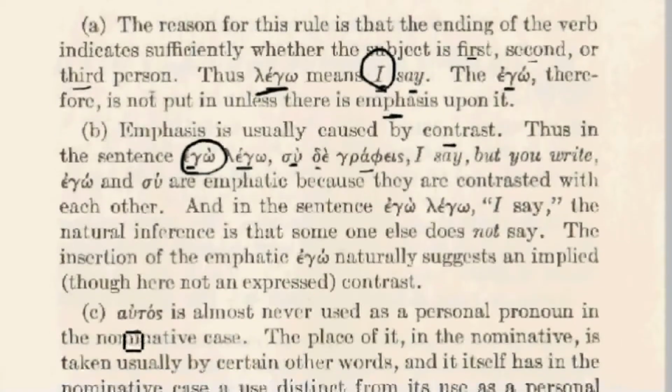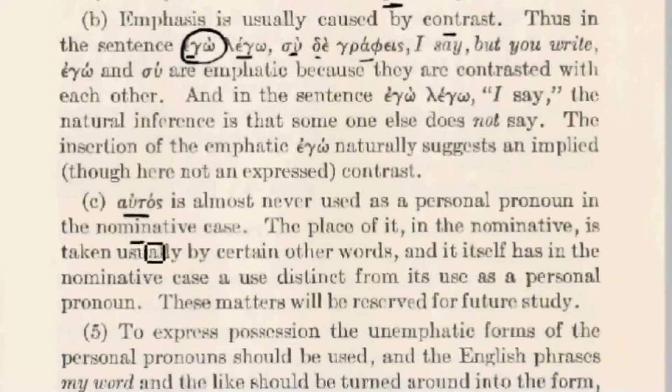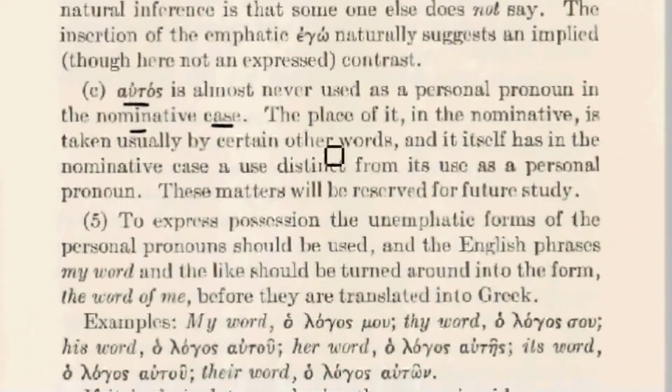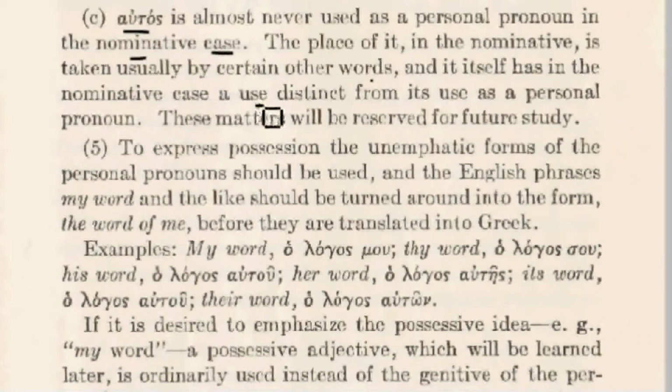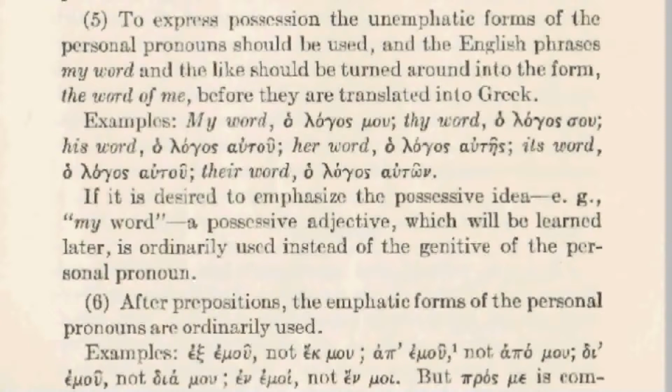At paragraph C, he notes that autos is almost never used as a personal pronoun in the nominative case. The place of it in the nominative is usually taken by certain other words, and it, in the nominative case, has a very distinct use that we're actually going to take up in the next chapter. And so I'm not going to comment more on that, but you can get ready for that in chapter 9. We're going to be seeing the further uses of the word autos, which is quite important, but we'll leave that for a little bit later.